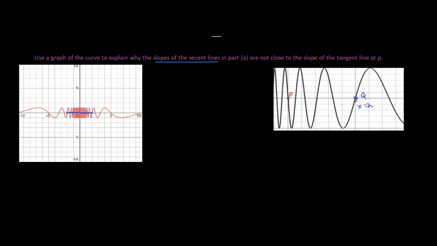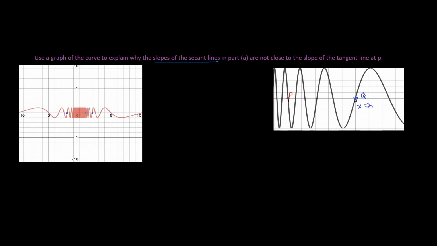in order to answer this question, we gotta say that the slopes of the secant lines are not close to P because of how stretched out the curve is towards the y-axis. And that's basically all you have to say. I mean, you could say something else too.